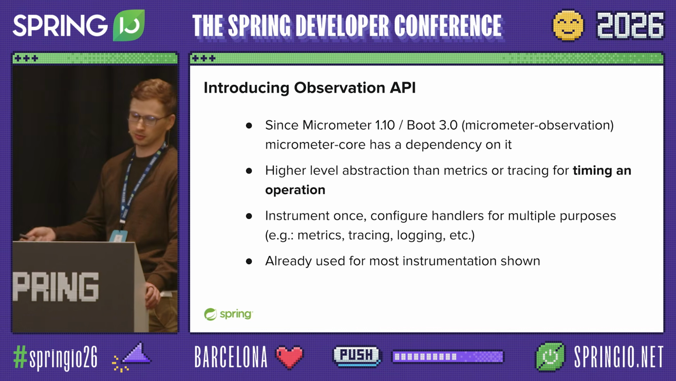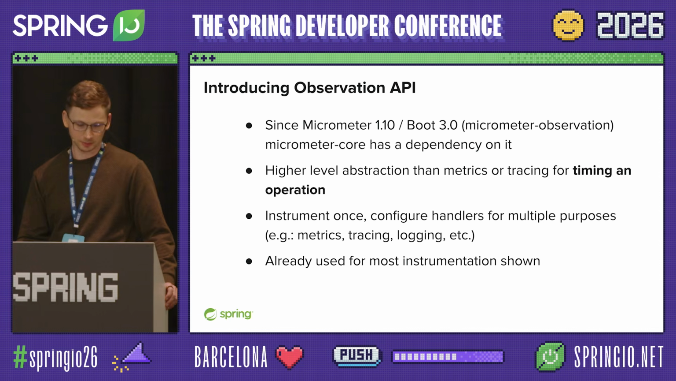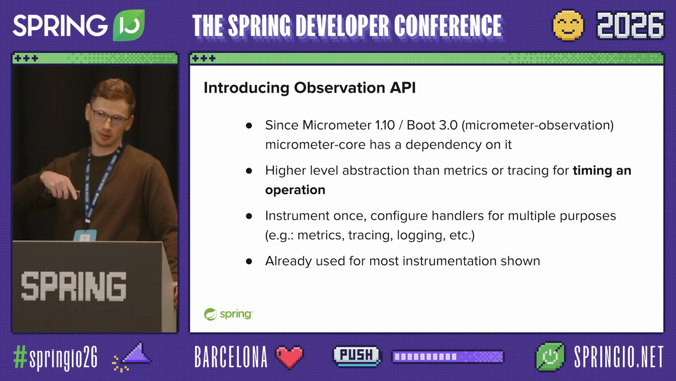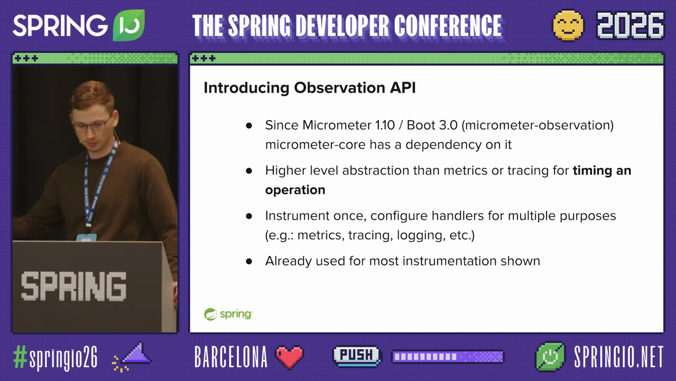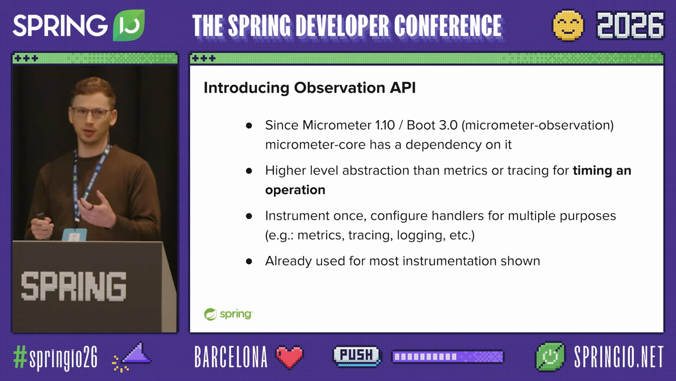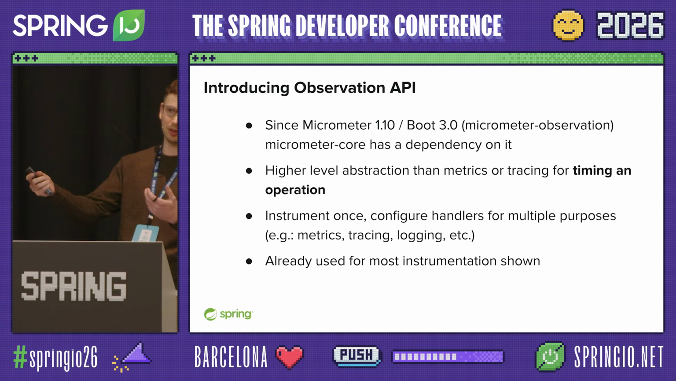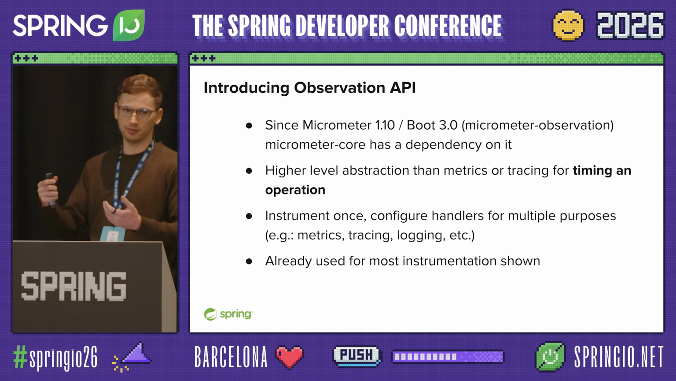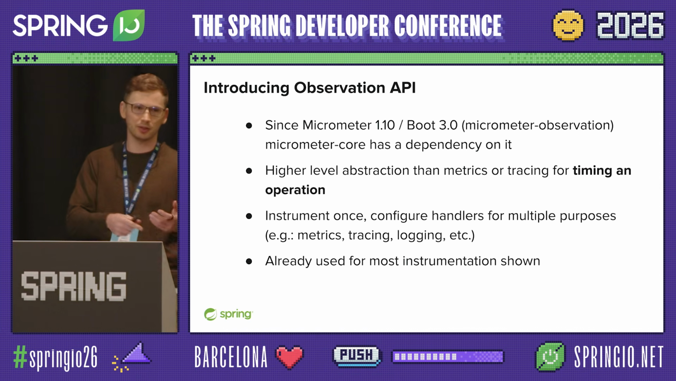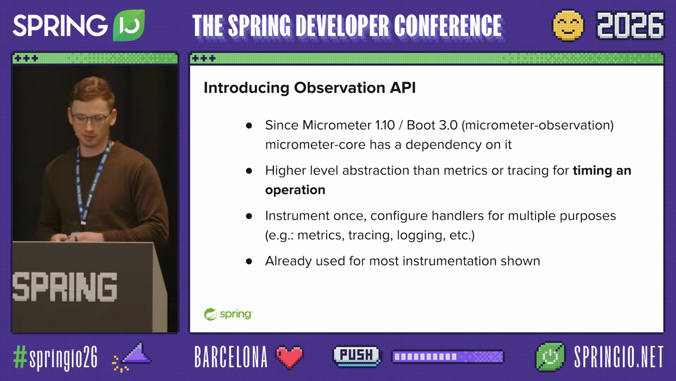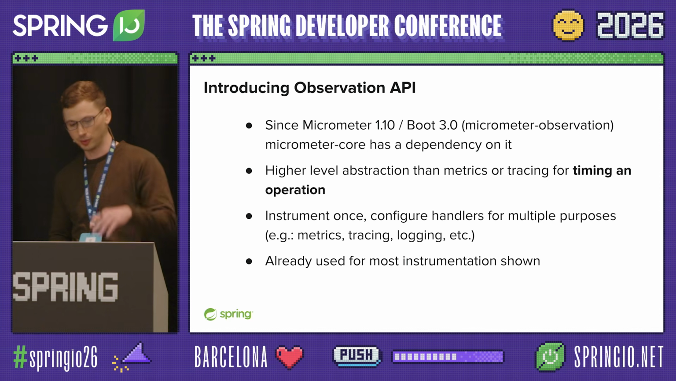We added this in Micrometer 1.10 and Boot 3.0, and this is in the Micrometer observation module. Micrometer core has a dependency on it, so if you're using Micrometer core, you already have this on the classpath. As I explained, it's a higher-level abstraction over metrics and tracing for timing an operation. Think about timing how long an HTTP request takes to process on a server. In metrics you could have a timer for that, or in tracing a span, but now with this higher-level abstraction, you can have an observation for that.